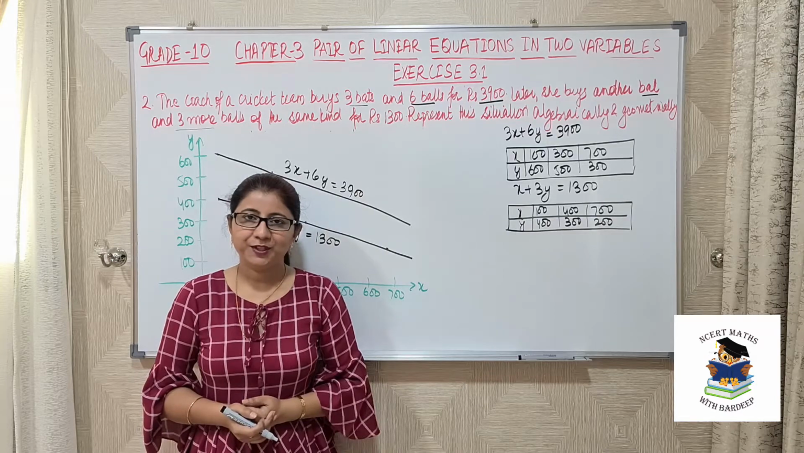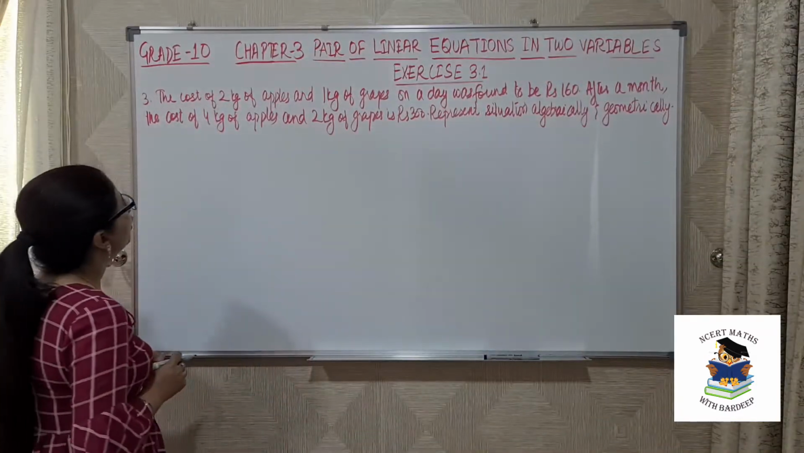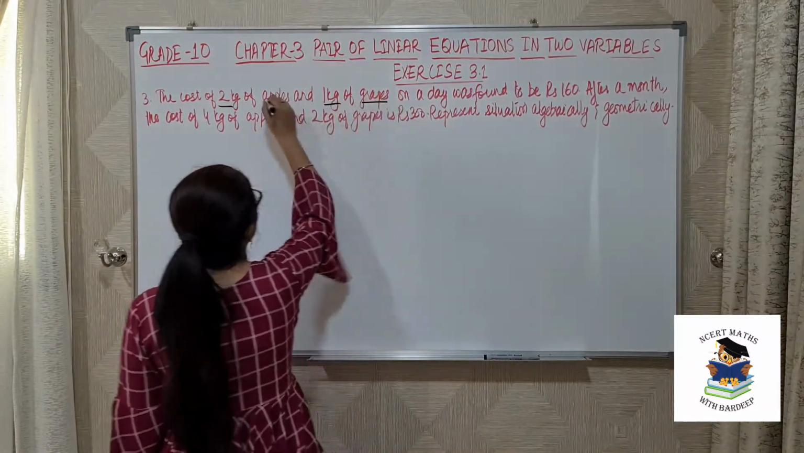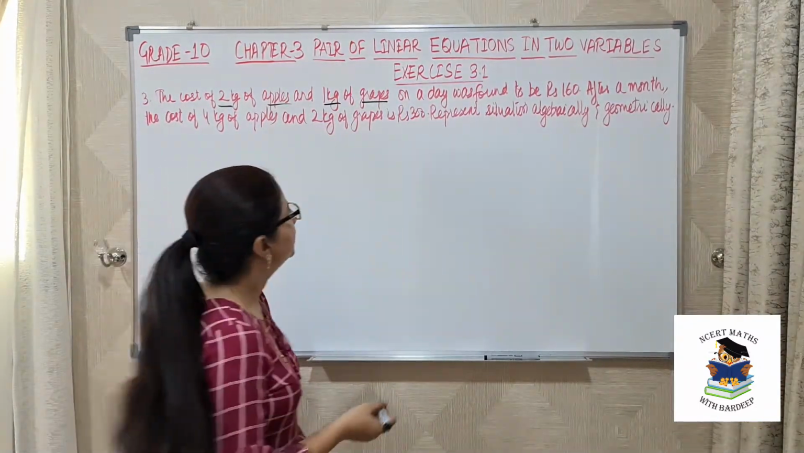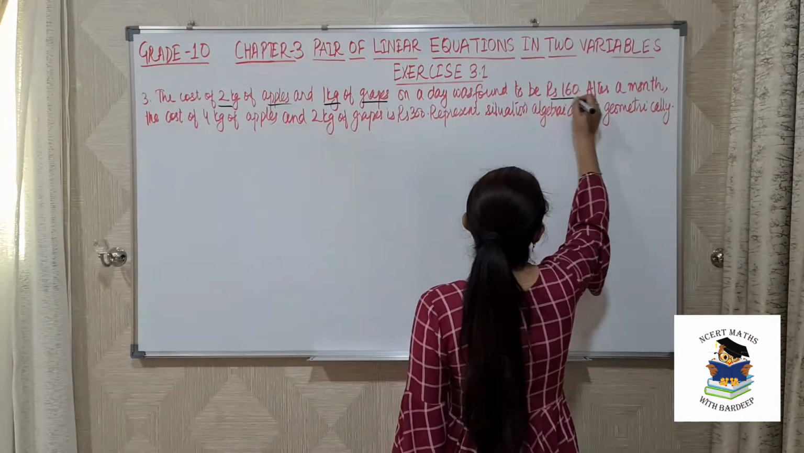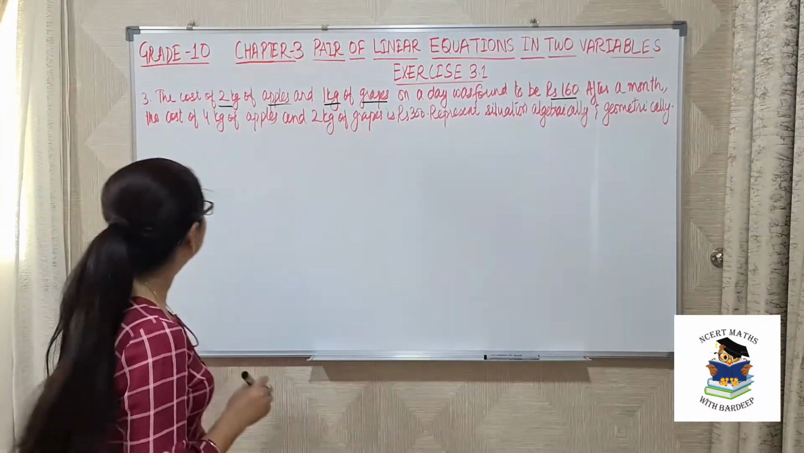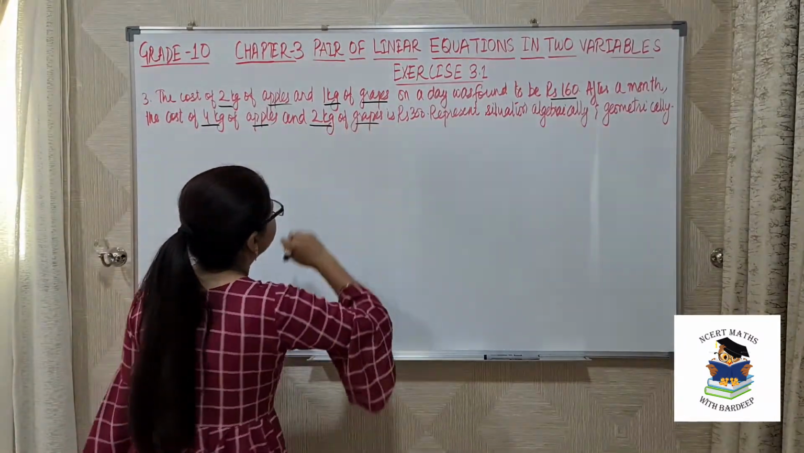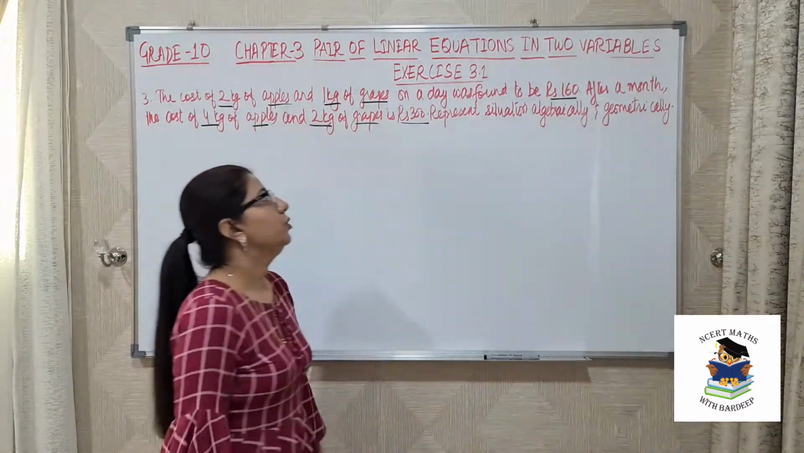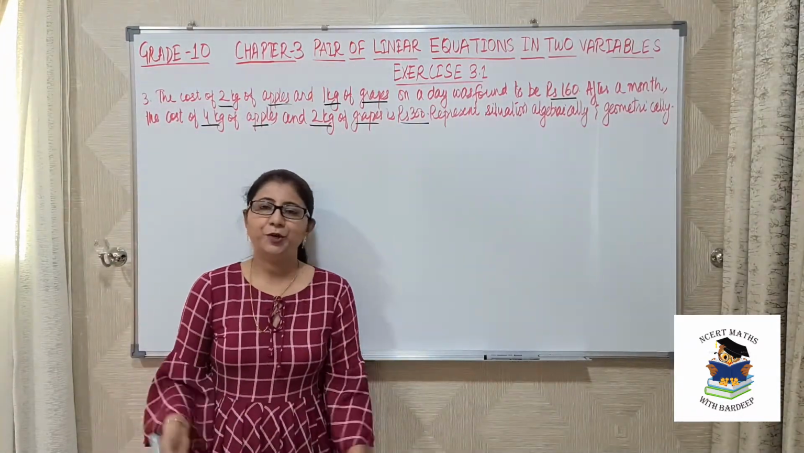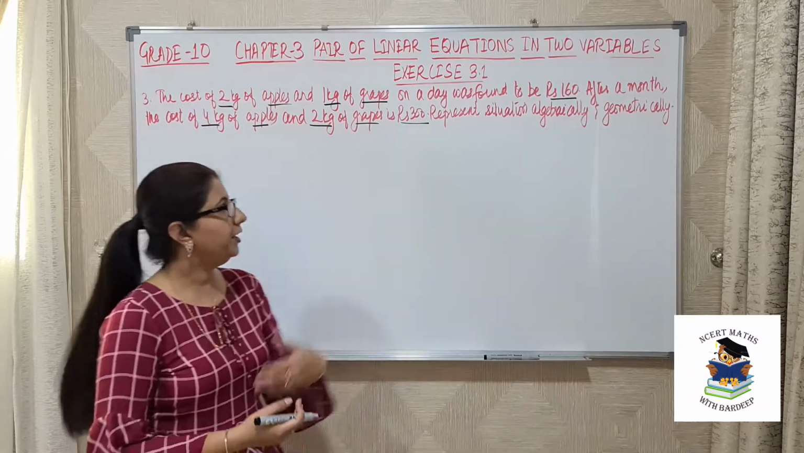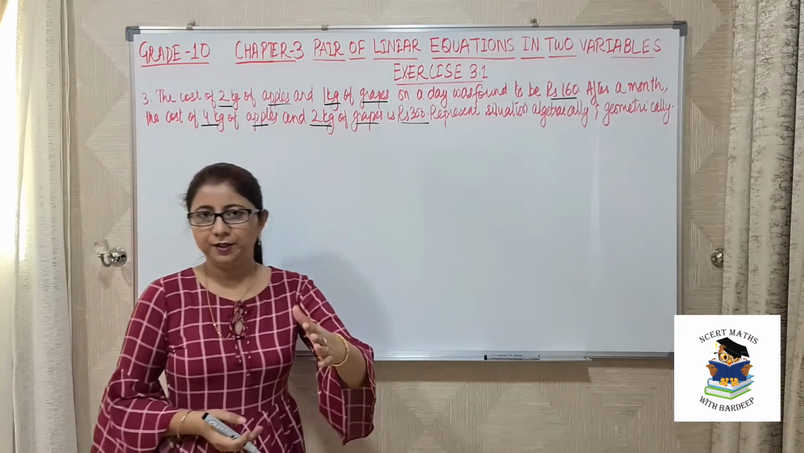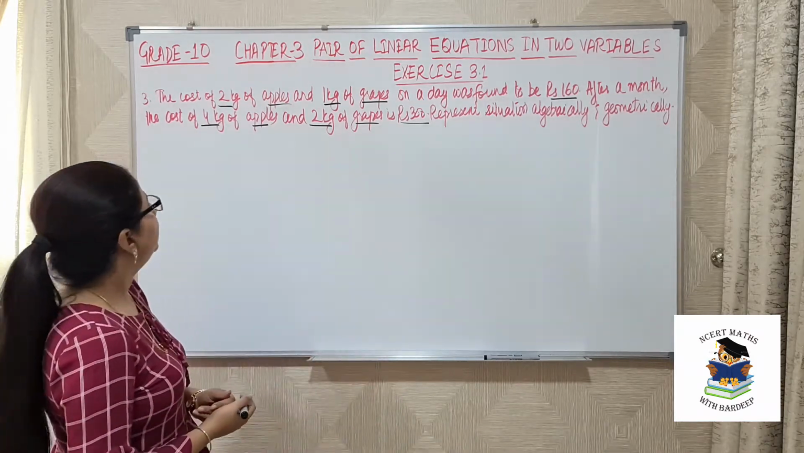Now let's see the next one. Third question is the cost of 2 kg of apples and 1 kg of grapes. So two things are given, apples and grapes. On the day was found to be rupees 160. After a month, the cost of 4 kg of apples and 2 kg of grapes is 300 rupees. So again, represent this situation algebraically and geometrically. So let's frame the equations. So we can see two different things, that is apples and grapes. So their prices are given to us.